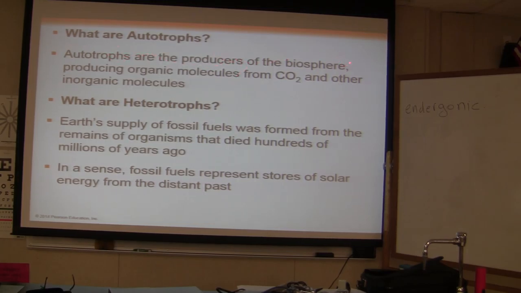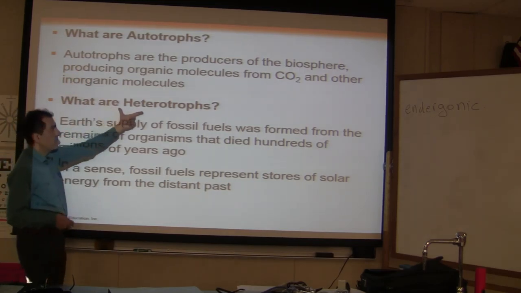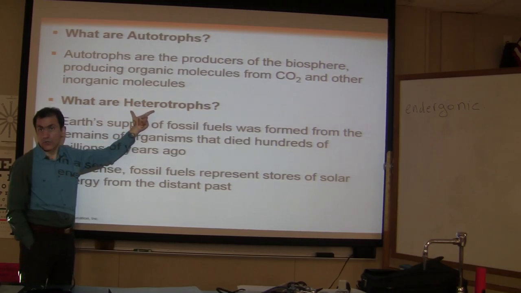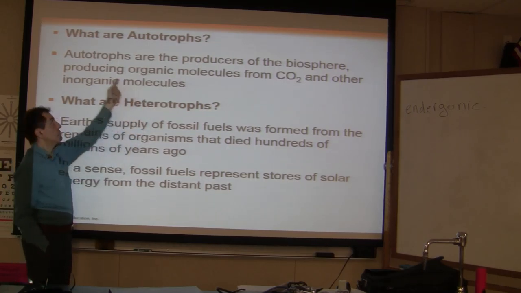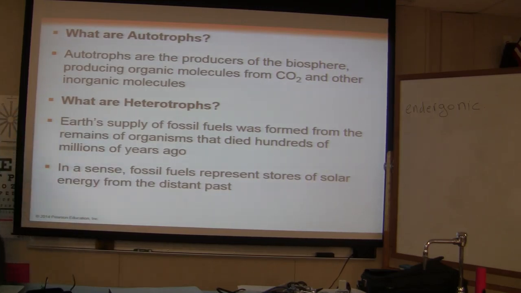Autotrophs are producers of the biosphere. You all know what producers means: producing organic molecules from carbon dioxide, which in the atmosphere you have, and other inorganic molecules. And what are heterotrophs? Heterotrophs are us. Heterotrophs eat autotrophs. Hetero, based on your prefixes and suffixes, means what? Different, thank you. Auto means automatic, self. They make their own food. Plants make their own food.